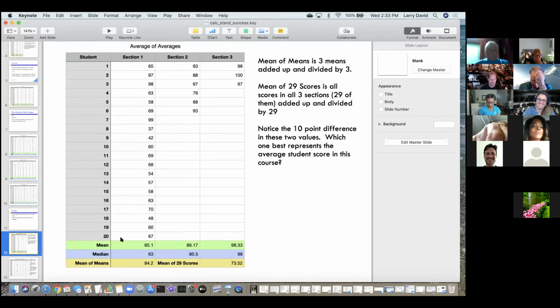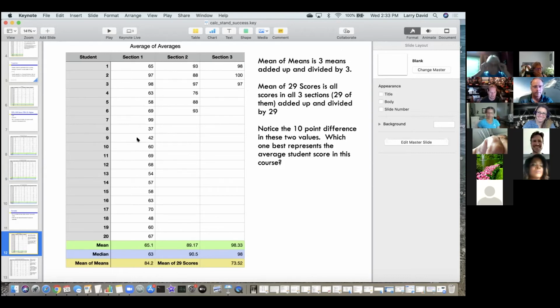Okay, I've calculated the mean for all 3 of these sections. So again, you just add up all the scores, divide by the number of scores. This is the sum of these 20 scores divided by 20. The 89.17 is the sum of these 6 scores divided by 6. And of course, these 3 added up divided by 3 gives me this one.